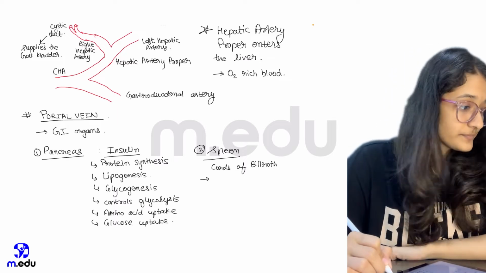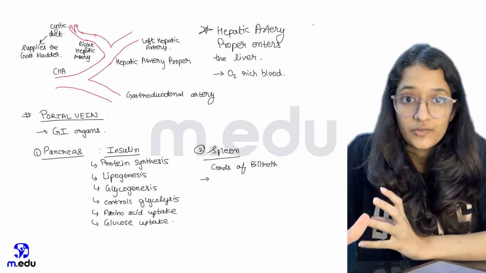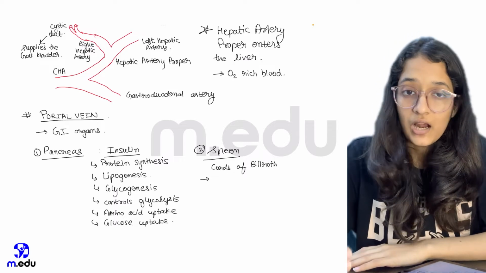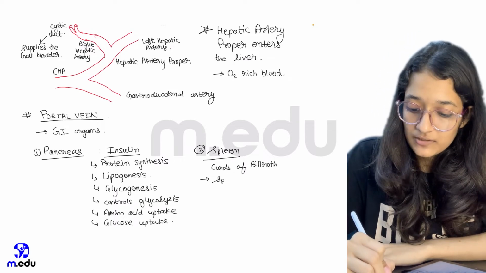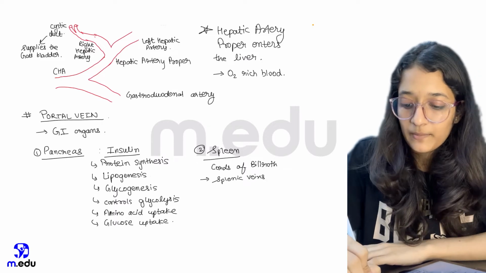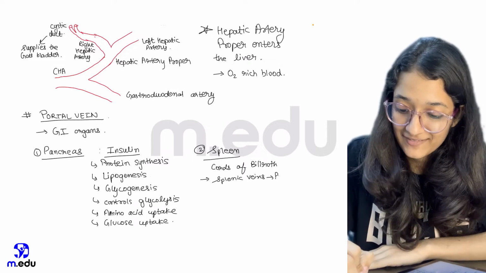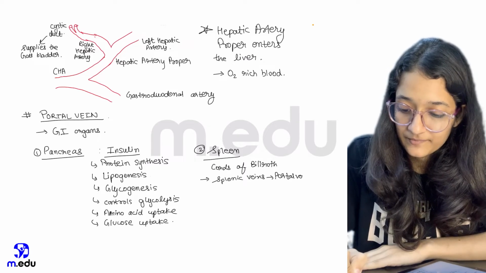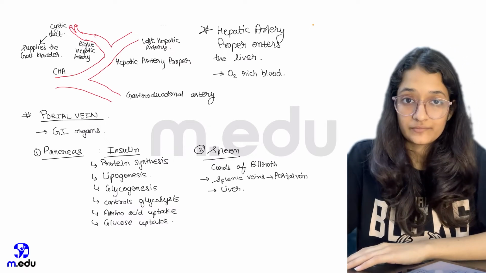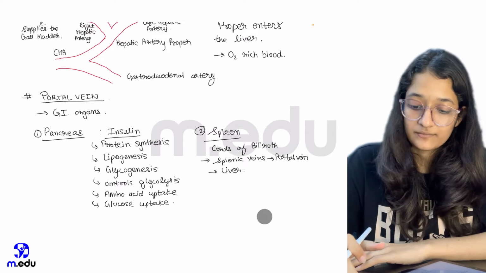So now, for instance, bilirubin, which is released via the breakdown of hemoglobin and the RBCs, is taken from the splenic veins to the porta hepatis, the portal vein, and then to the liver, and then we all know the conjugation of bilirubin will take place.